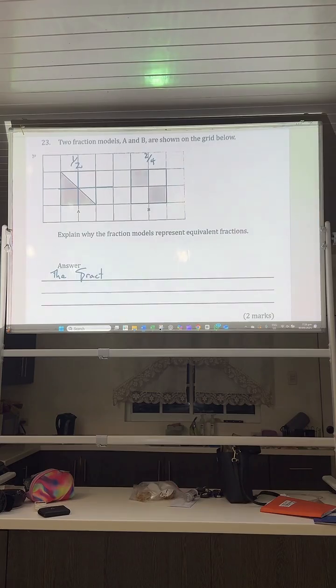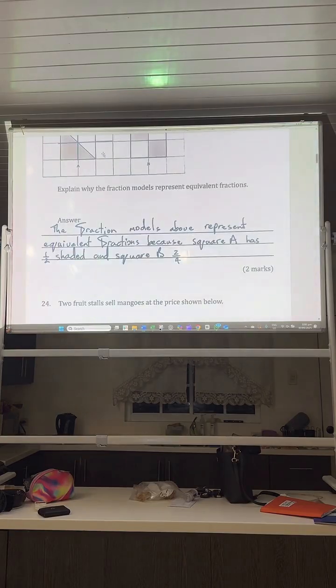The fraction models above represent equivalent fractions because square A has 1/2 shaded and square B 2 out of 4. And what we can evaluate from this?